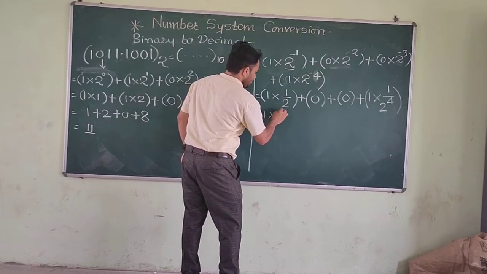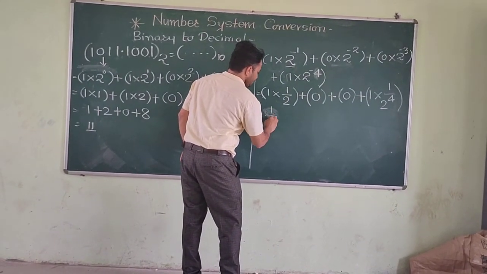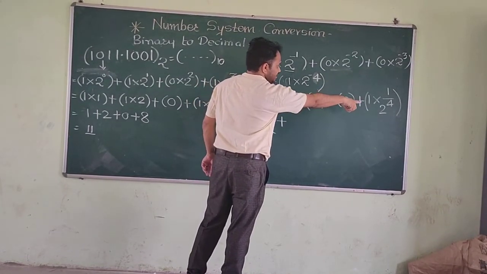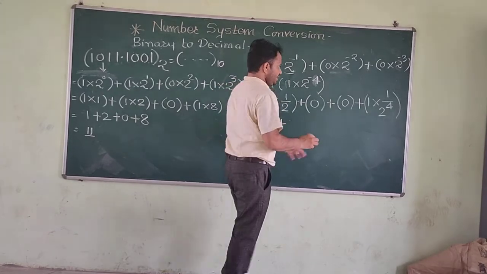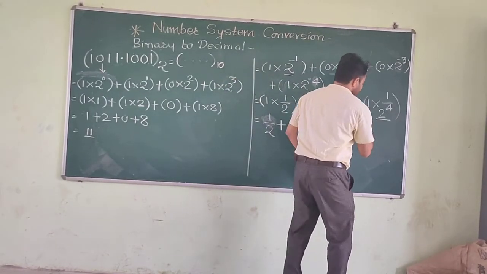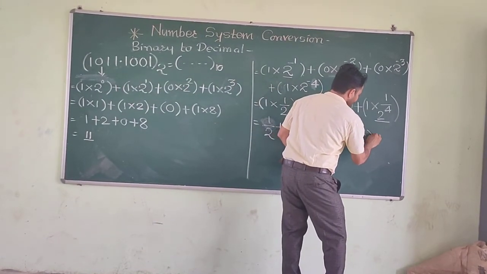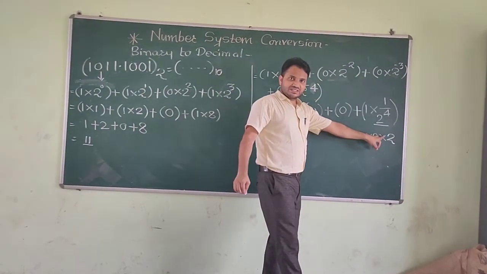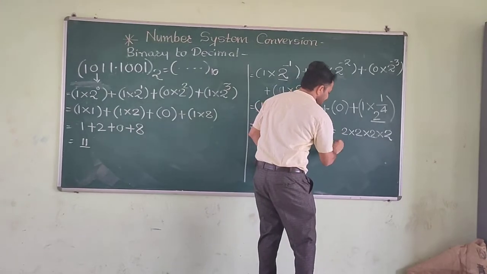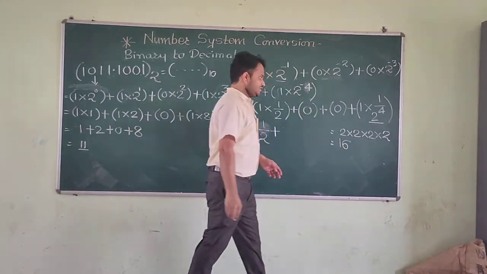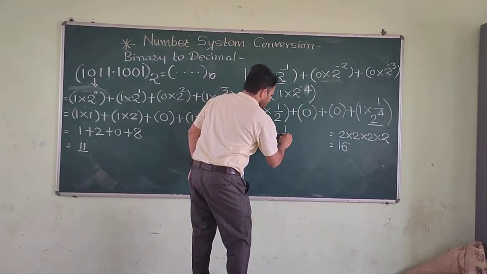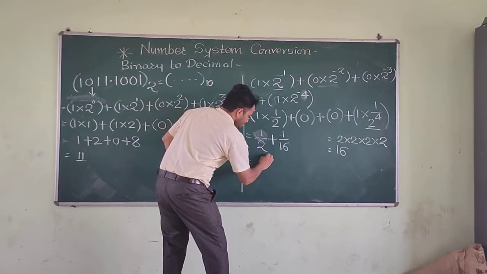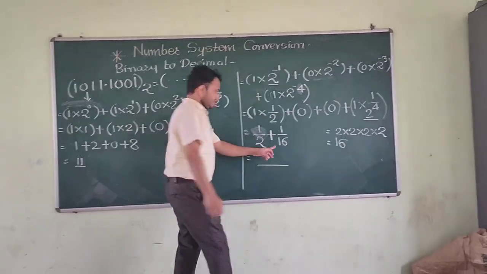This 1 into 1 half will be 1 half. ओके, आणि प्लस 2 raised to 4 will be, याची व्हॅल्यू किती आहे? 2 raised to 4 म्हणजे 2 गुणिले 2 गुणिले 2 गुणिले 2. ओके, 2चा 4 वेळा गुणाकार. सो 2चा 4 वेळा गुणाकार केल्यानंतर काय व्हॅल्यू येते? 16. सो याचं उत्तर काय येणार? 1 upon 16. आता आपल्याला हे सॉल्व्ह करायचं आहे. हे कसं सॉल्व्ह करायचं that we know.